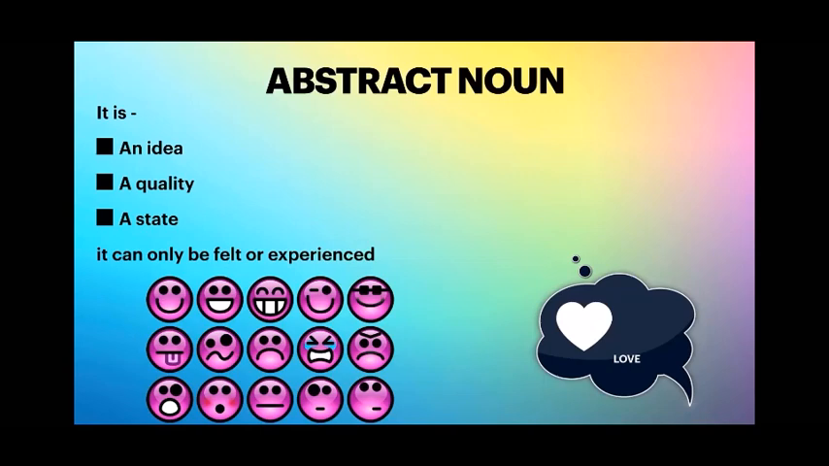Now some examples of abstract nouns are joy, sorrow, anger, kindness, childhood. All these things we cannot touch. Can we touch joy? Can we touch sorrow? But we feel these things. We experience these things. These are all abstract nouns.